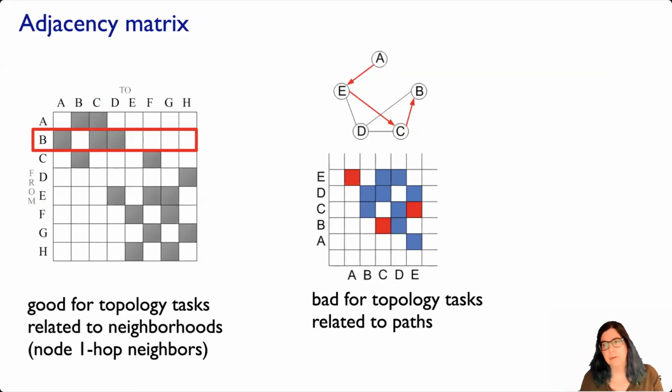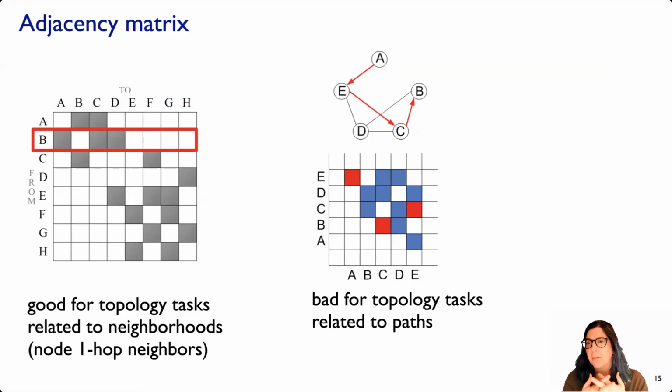So that's an example of how the order matters quite a bit. So adjacency matrix views can be good for certain kinds of topology tasks. Anything related to things like a one-hop neighborhood, everything directly reachable in a single hop, they're actually quite good for that. Notice how you can just look up for node B and go along on a row and be guaranteed that you easily see everything that's connected to B.